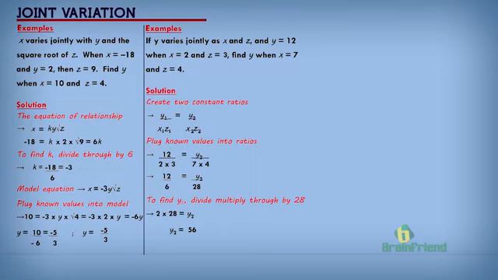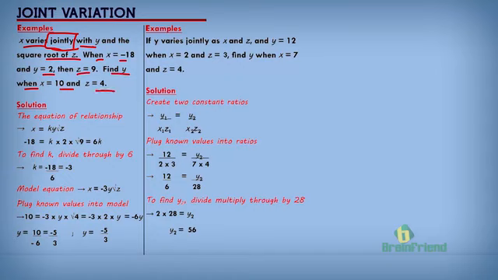X varies jointly with y. Jointly. Note the key words, jointly. So you know that it's not a direct variation, okay, but a joint variation. X varies jointly with y and the square root of z. So there is a product y and z here. When x is minus 18 and y is 2, then z is 9. Find y when x is 10 and z is 4.